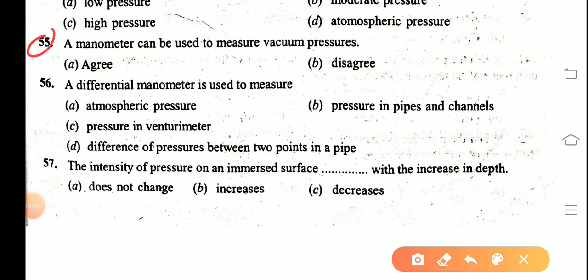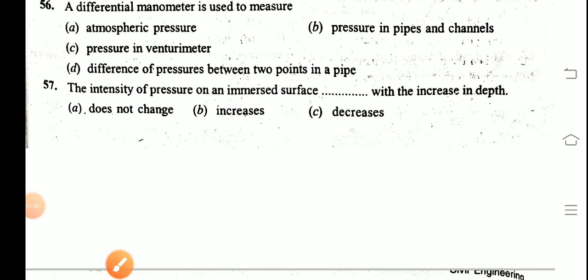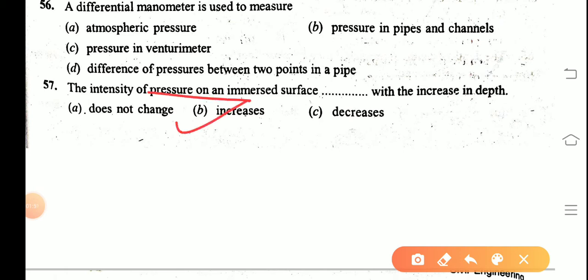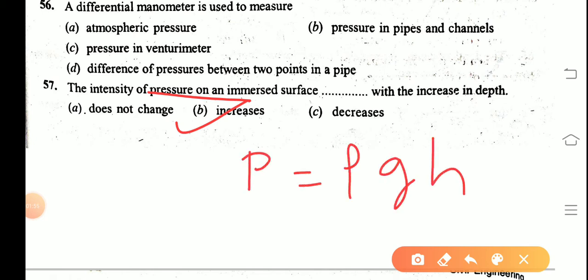आंसर होगा agree. A differential manometer is used to measure difference of pressure between 2 points in a pipe. The intensity of pressure on an immersed surface dash with the increase in the depth. So the intensity of pressure will increase in the depth. So the formula is P is equal to rho g h. That means if we increase the height or depth, the pressure will also increase.